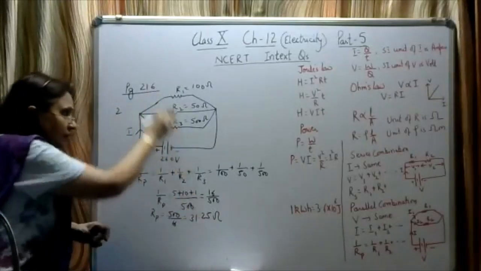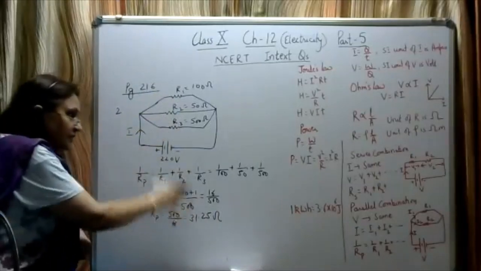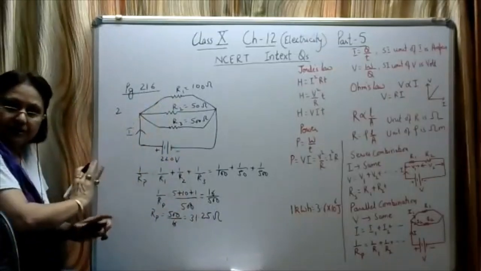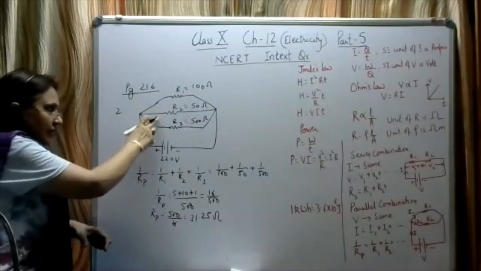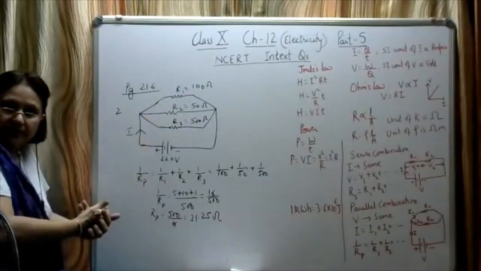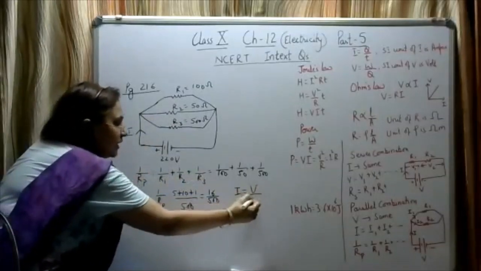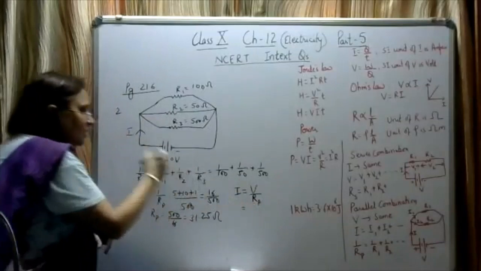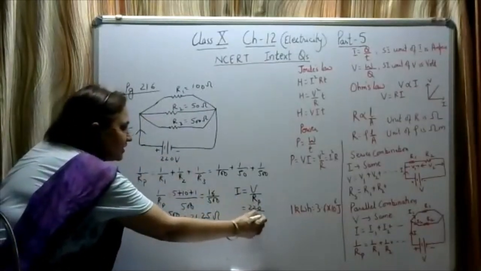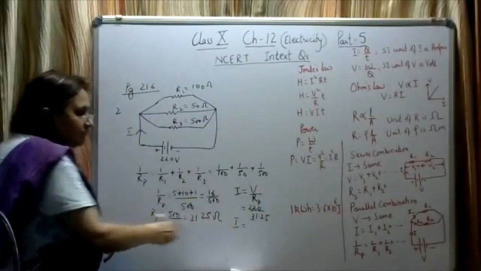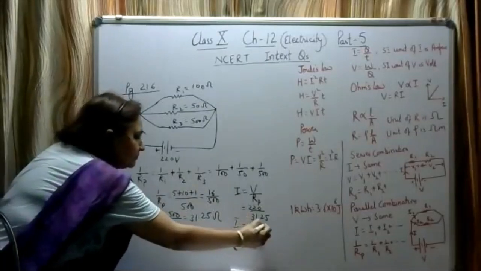So here we connect, in place of these three, an electric iron of the same resistance. Why? Because the current flowing is the same through the electric iron as through these three appliances. So the electric iron is connected, it will withdraw the same current. Now here you have to find out the current. I is equal to V upon the total resistance. V here is 220 volts upon the equivalent resistance, 31.25 ohms. So on simplifying, we get the current to be 7.04 amperes.